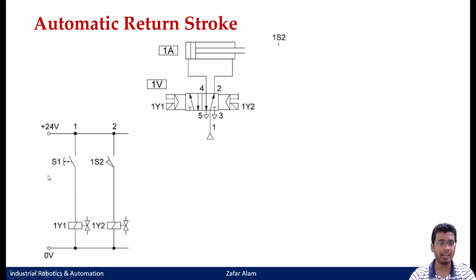Okay, and I have my 1Y1 valve here. So the moment I press my push button, what happens? My 1Y1 solenoid valve gets actuated. The spool shifts towards the left envelope, and my double acting cylinder extends. Okay, fine. It extends. The moment it reaches its completely extended position, then this is my limit switch.